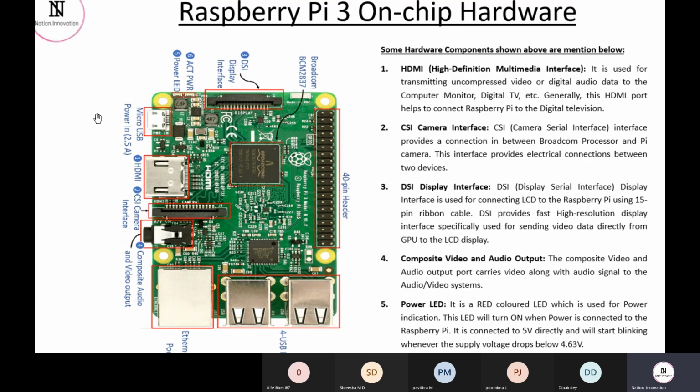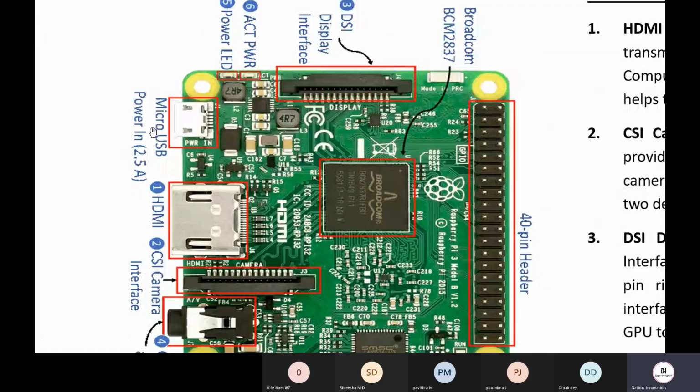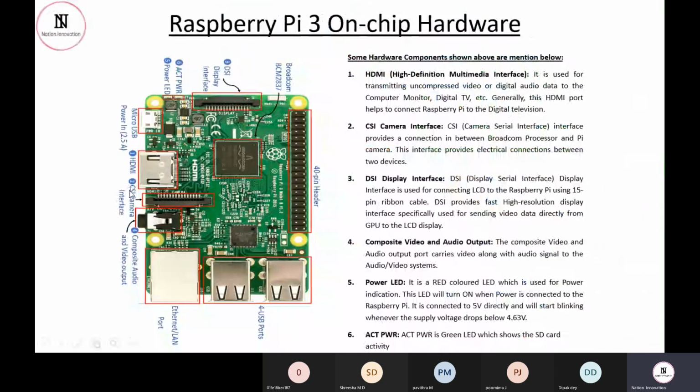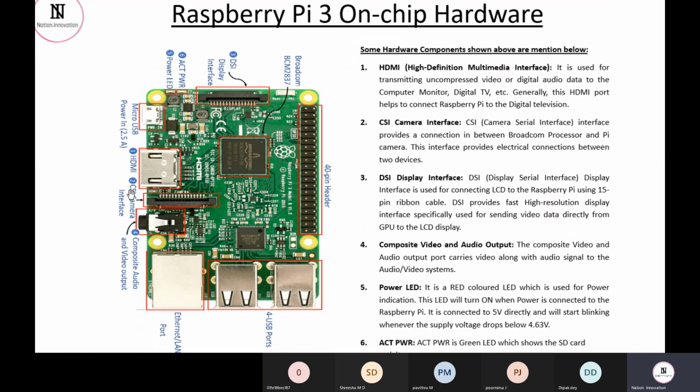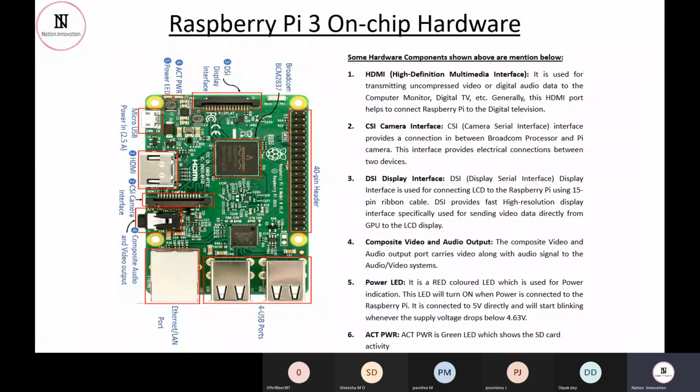Now, just have a look over this. Micro USB port, power in 2.5 amperes. Over the Arduino, what we have seen, I have told you that the maximum input current supply should not cross a 2 amps rating. This is what the Raspberry Pi lags over.